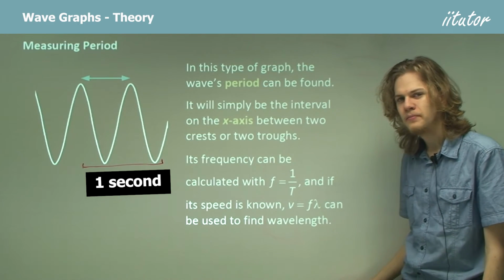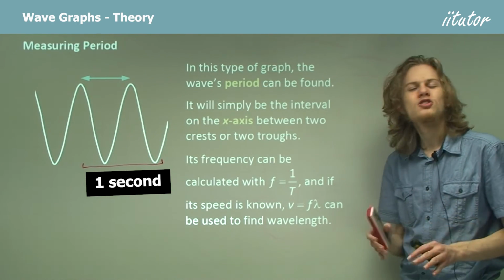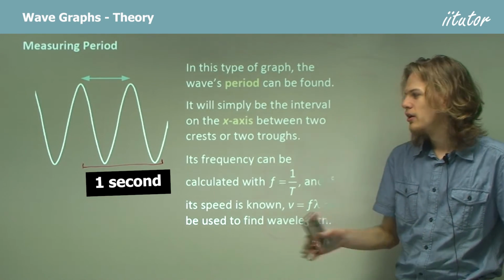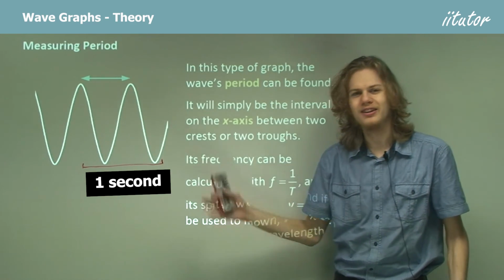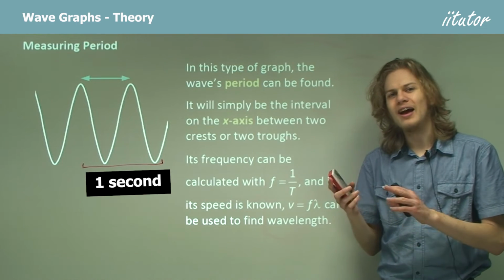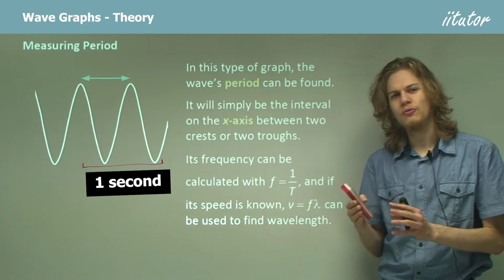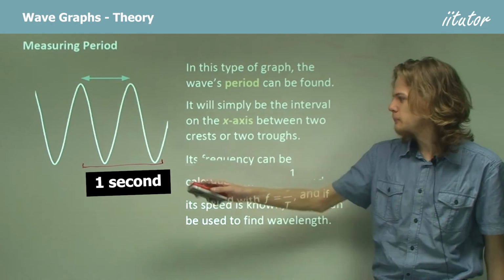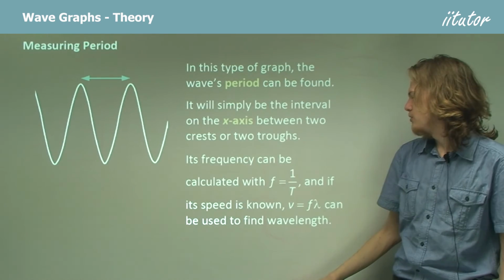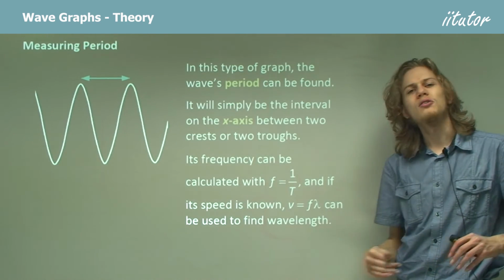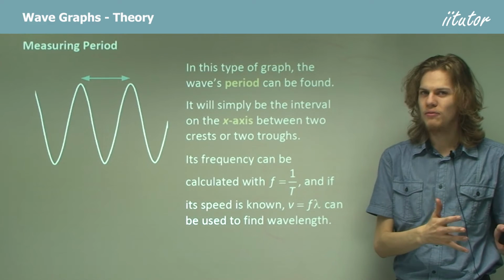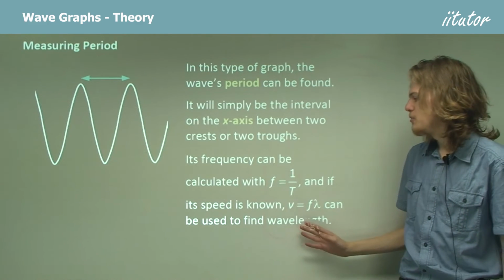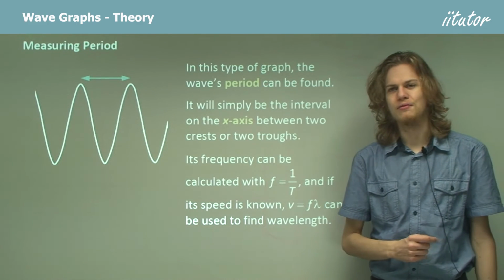Make sense? Our fixed point is the point at which we're measuring the wave. So the number of wavelengths that we get in 1 second shows how frequently the crests of the wave are passing through that point. If we know its speed, then we can find its wavelength. And if we know its wavelength, we can find its speed simply with this equation, v equals f lambda.